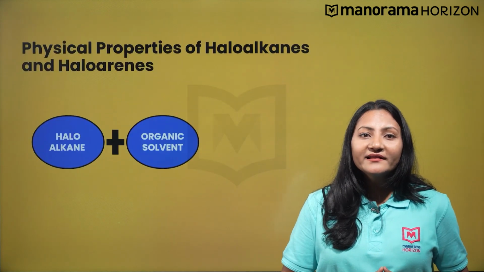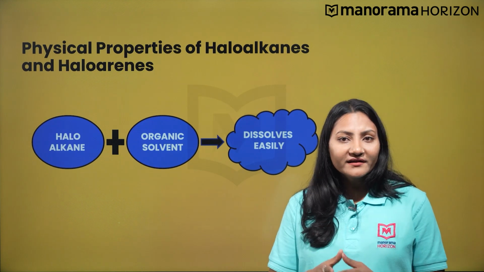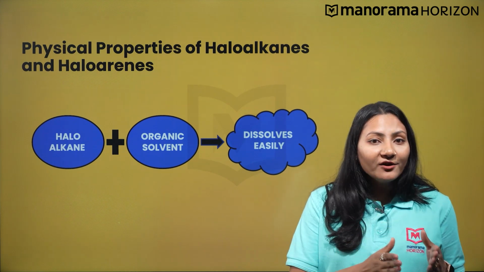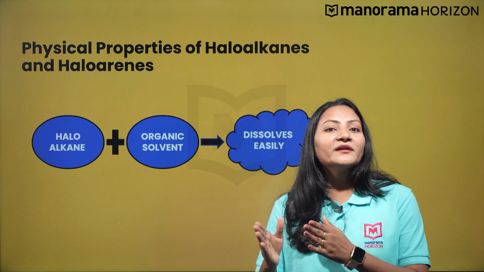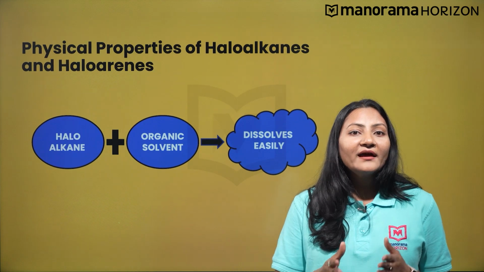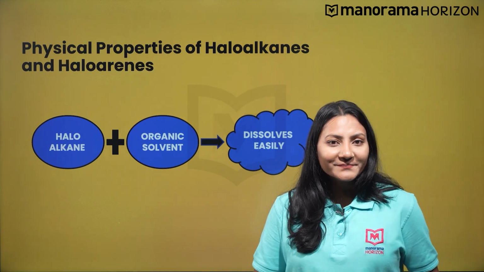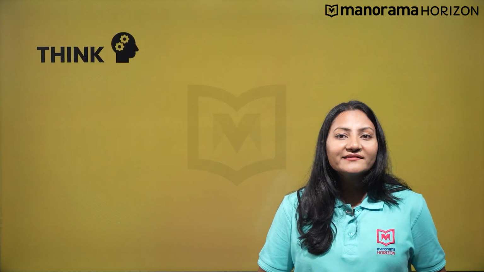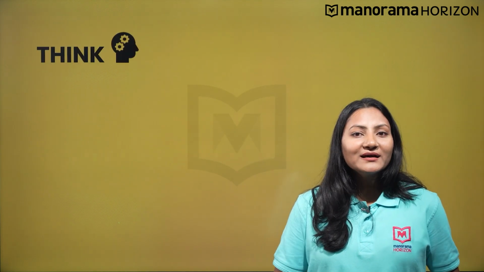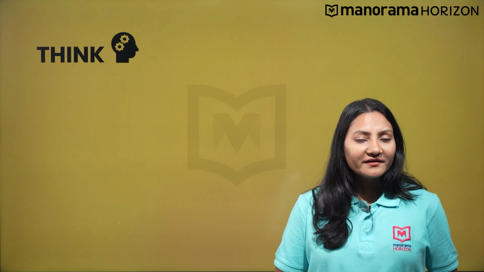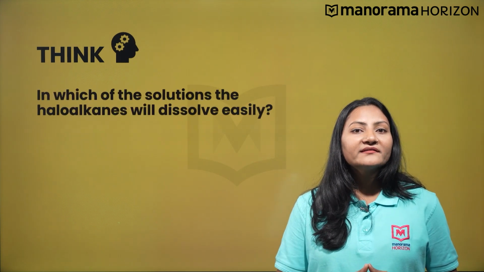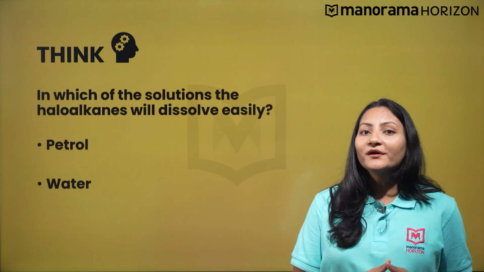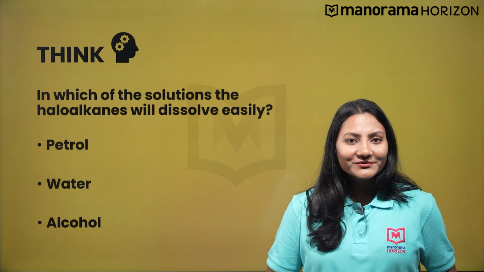However, the haloalkanes dissolve easily in organic solvents, as the new intermolecular bonds between haloalkanes and the organic solvent molecules are equally strong as the ones that have been broken. As we are now clear with the physical properties of haloalkanes and haloarenes, now try to answer one question based on the properties. In which of the following solvents will the haloalkanes dissolve easily? Petrol, water, alcohol. Try to figure out.